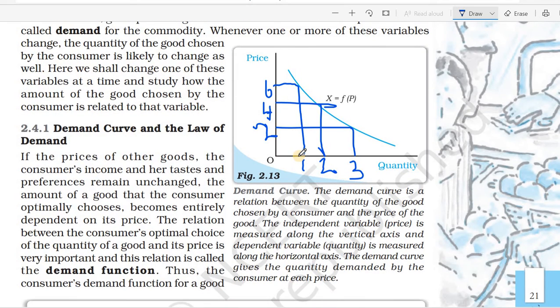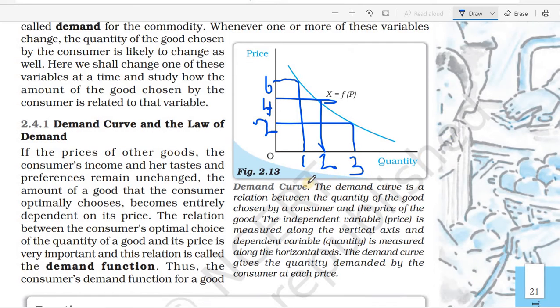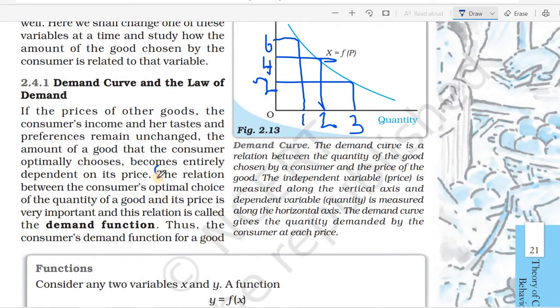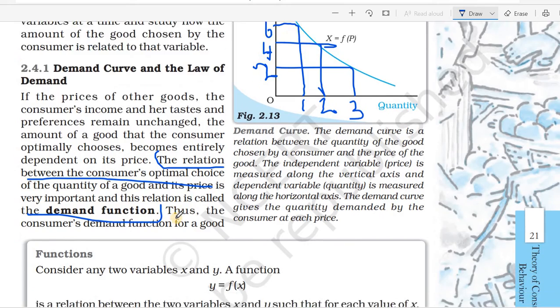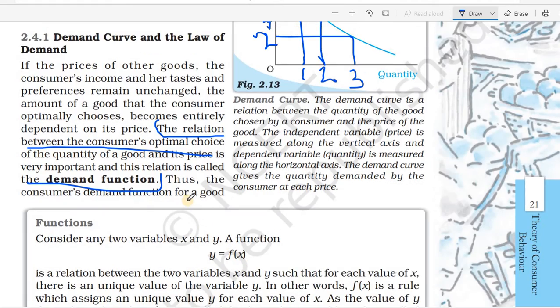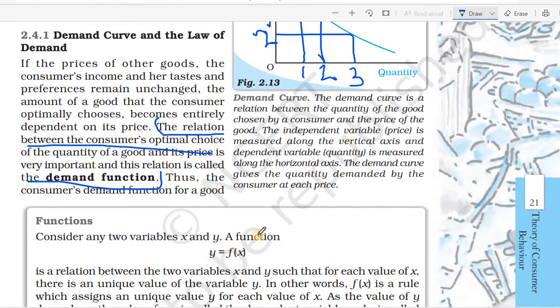Then this price and quantity have a relation. This relation we are calling as demand function. The relation between the consumers' quantity demand and price is called as the demand function. Then quantity demand is the function of price. It's always a function of price.